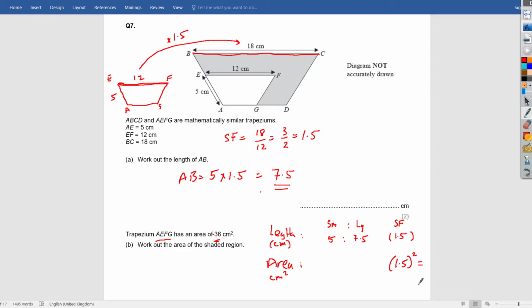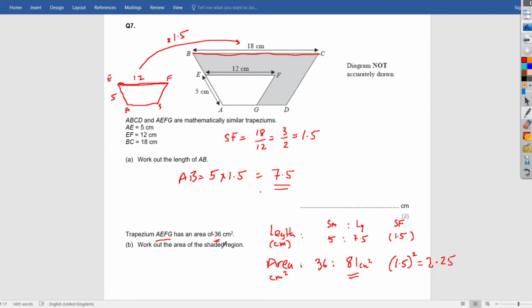Okay, to find the area, 1.5 times 1.5, 15 times 15 is 225, so that will be 2.25. So the area is going to be 2.25 times bigger than the area of the smaller shape here. So if this is 36, the smaller, if I do 36 and multiply that by 2.25, my area for my larger trapezium is going to be 81 centimeters squared.